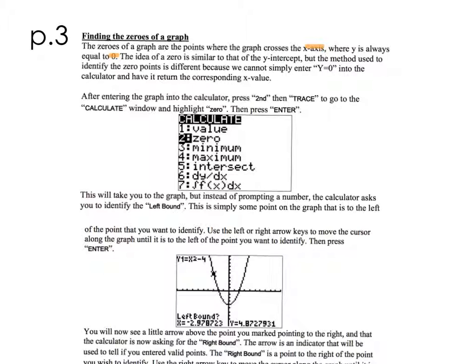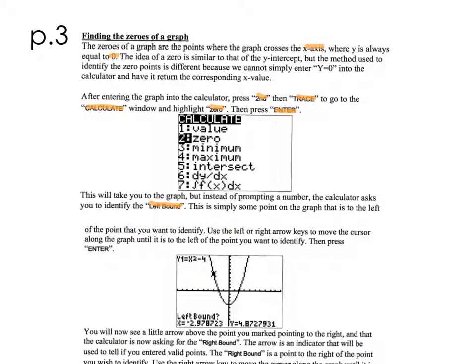After entering the graph into the calculator, we will press second and then trace to go to the calculate window, which we have already spoken about, and highlight 0, meaning we want to find a 0. Then press enter. This will take you to the graph, but instead of prompting a number, the calculator asks you to identify the left bound.